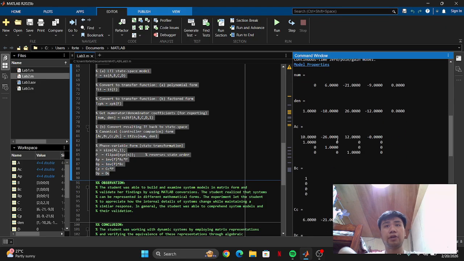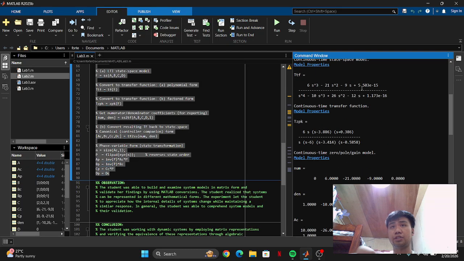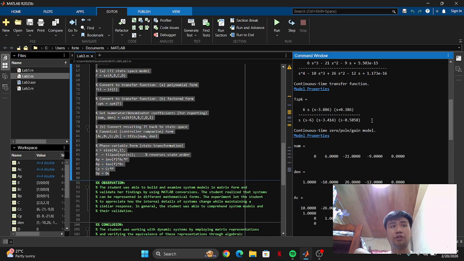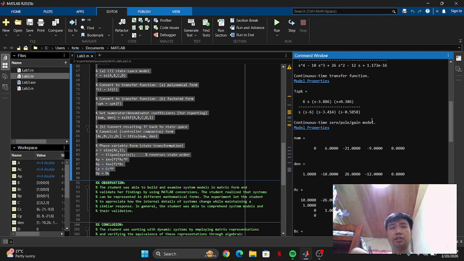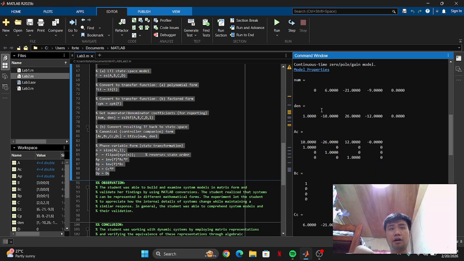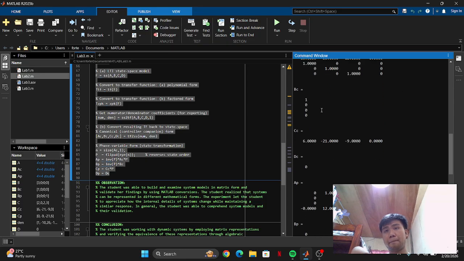After getting the transfer function in polynomial form, I obtained the factored form, which is the one earlier, and I converted the transfer function back into the state space form using the tf2ss code. And here is the produced canonical form.